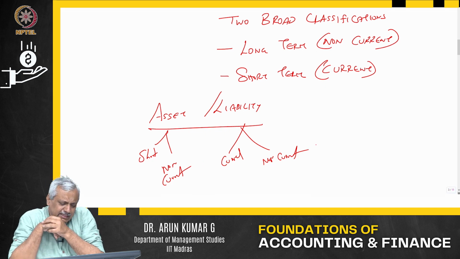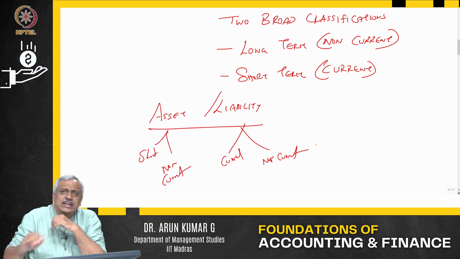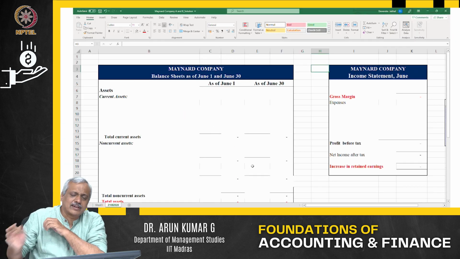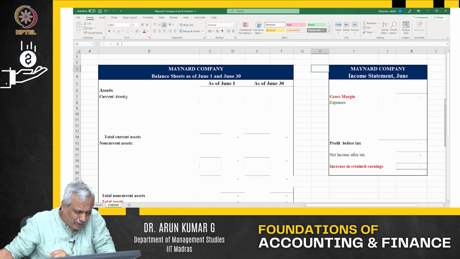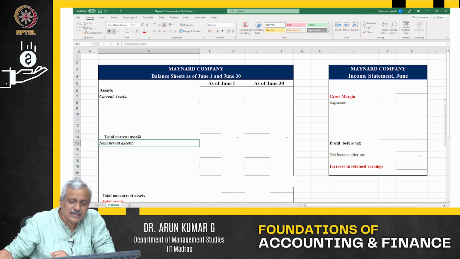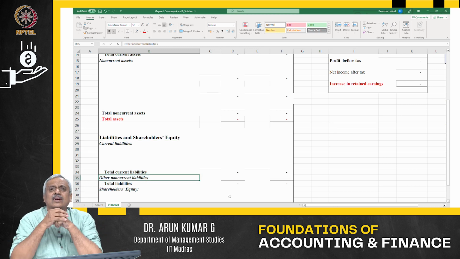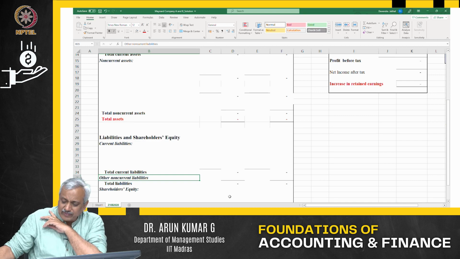So, regrouping these assets and liabilities into multiple forms is very essential, and that is how we are going to look at it when we prepare what is called the Maynard Company case. In the Maynard Company case, what have I classified? I have classified assets as current assets, non-current assets, and liabilities as current liabilities and non-current liabilities. That is extremely important when we do this.